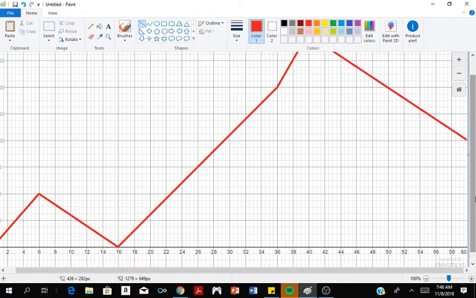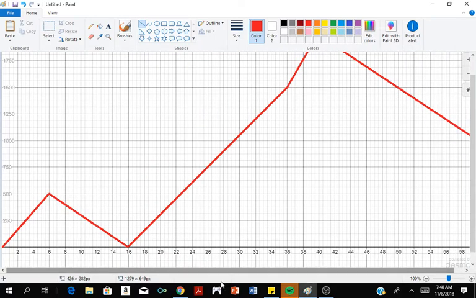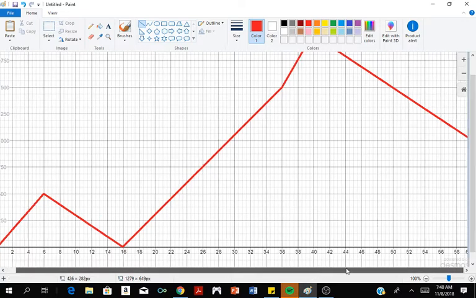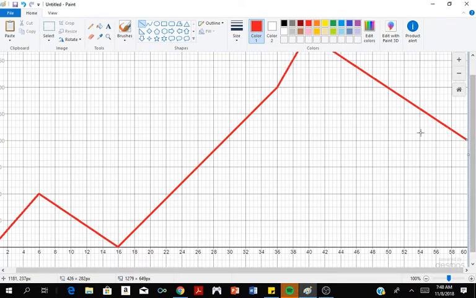Have I traveled only 1,000 feet? No, I've traveled all this. I went forward, then I backed up, then I went forward, then I went forward again, then I backed up again. And so that does not represent how far we've traveled. It represents how far away from where we started.